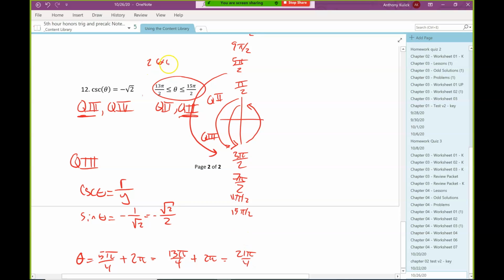Just to make it a little bit easier, we make a common denominator. Since this is coming out in fourths, it's probably useful to look at that one in fourths, right? Anyways, then we'll add another 2 pi, or another 8/4. So that's 29 pi over 4, and that's the one that I need.